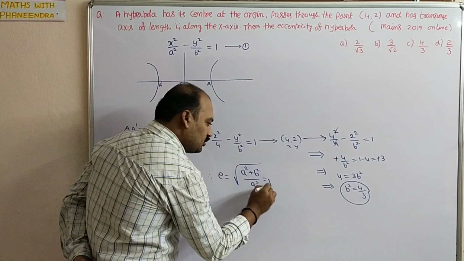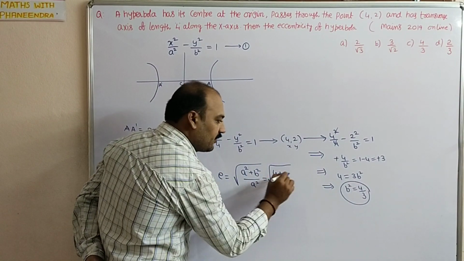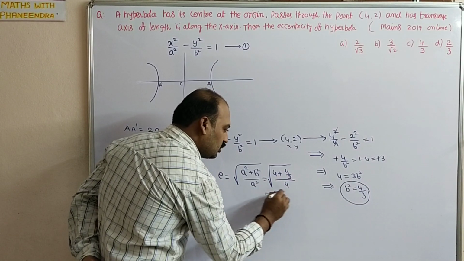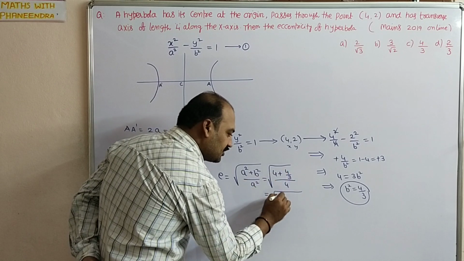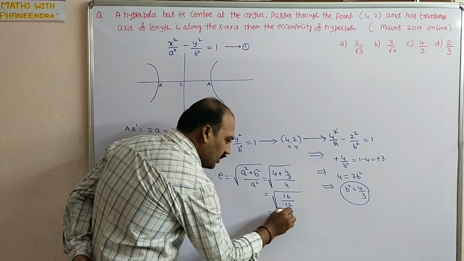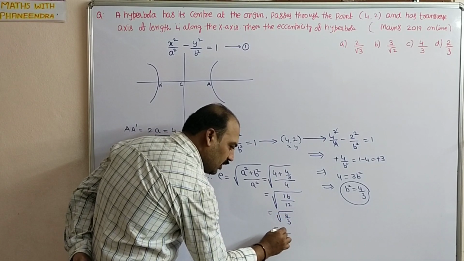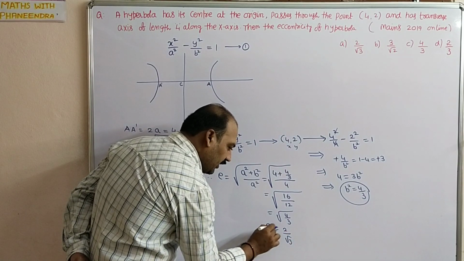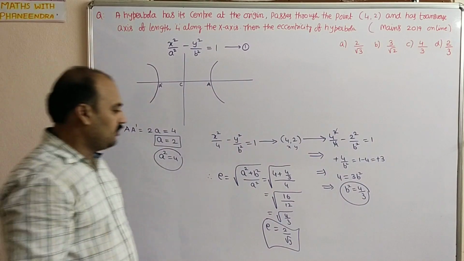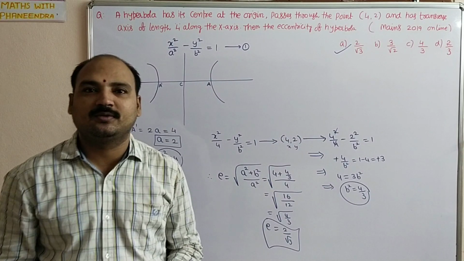Which is equal to square root of (a square is 4 plus b square value 4 by 3) divided by 4. Which is equal to square root of (3 4s are 12 plus 4, 16 divided by 3 into 4, 12) by 4. Table 4: 4 4s are 16, 4 3s are 12, so 4 by 3. So root 4 by root 3, that is 2 by root 3. Therefore the eccentricity is 2 by root 3, which is there in the first option. We will move to the next question.